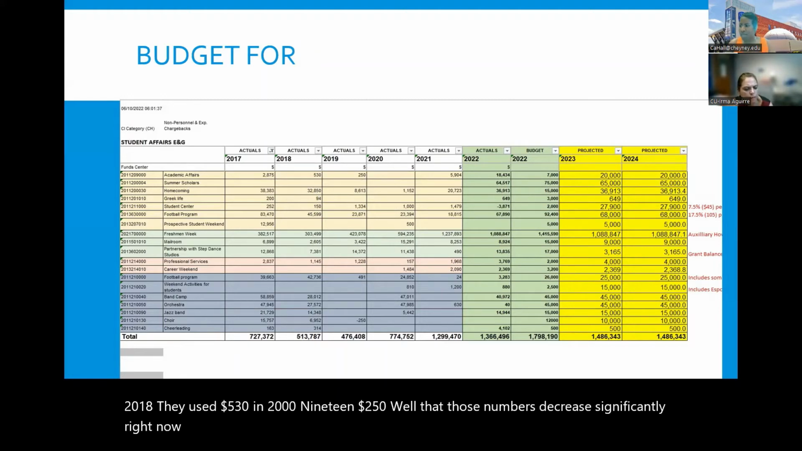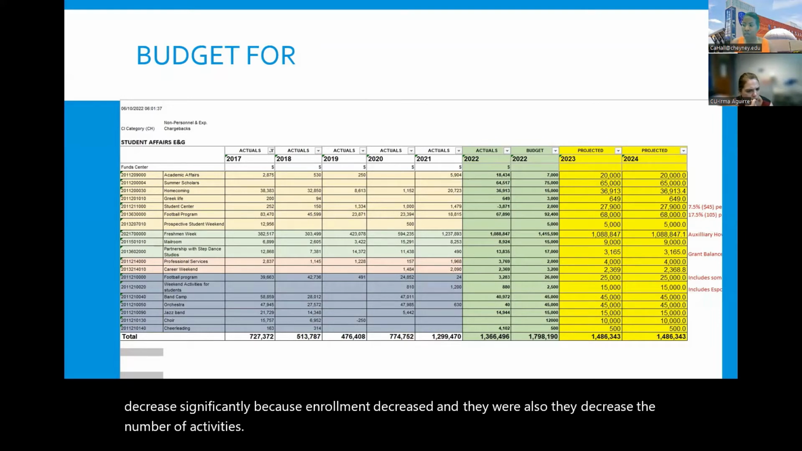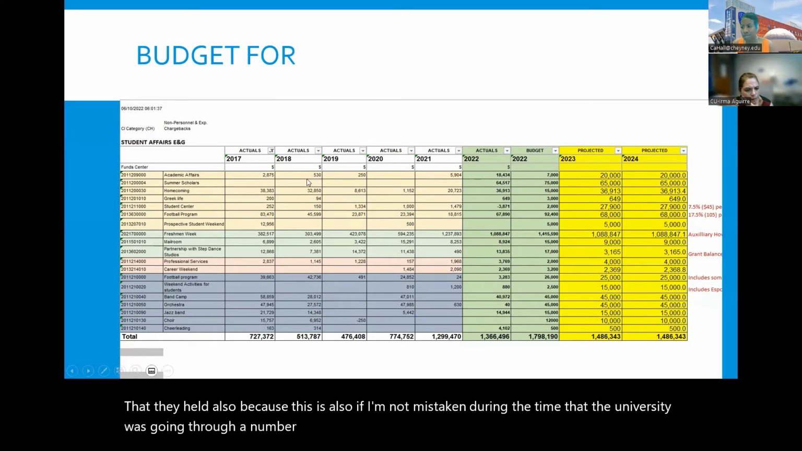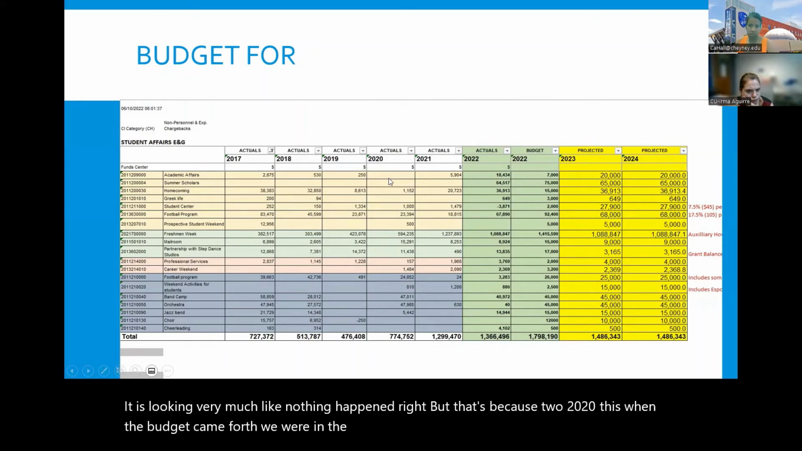Some might say, well, why did those numbers decrease so significantly? The numbers decreased significantly because enrollment decreased, and they decreased the number of activities that they held. Also, if I'm not mistaken, this was during the time that the university was going through a number of budget cuts and restrictions, right? So when we get to 2020, it's looking very much like nothing happened, right? But that's because when the budget came forth in 2020, we were in the midst of COVID, so no monies were used.